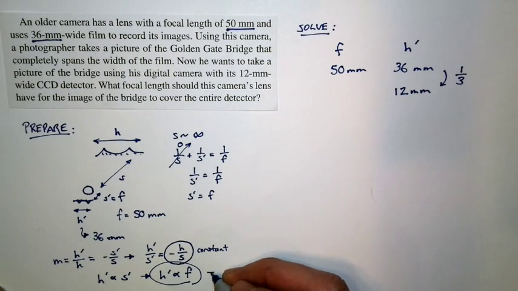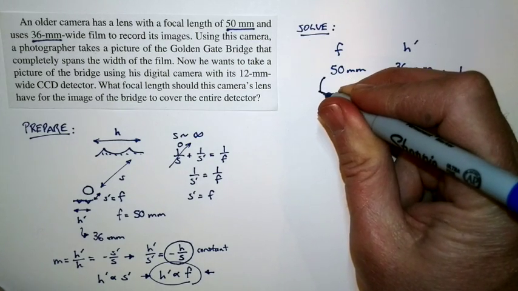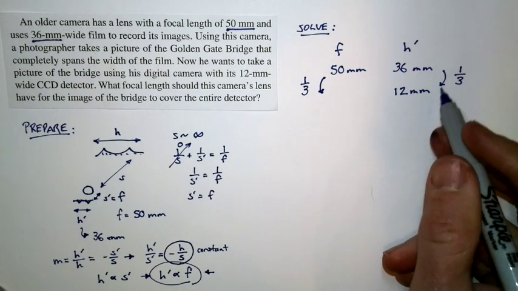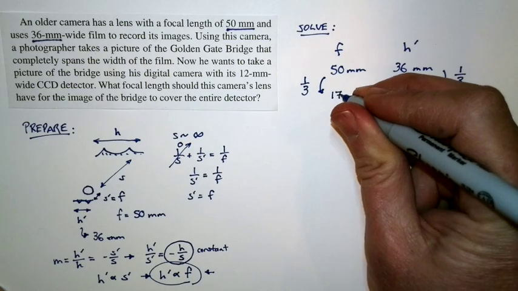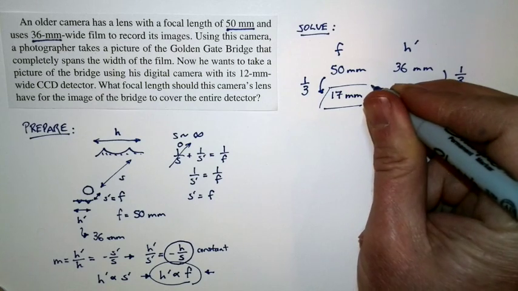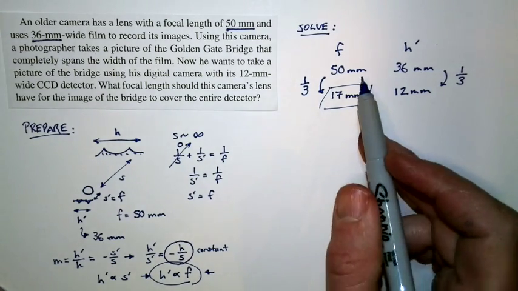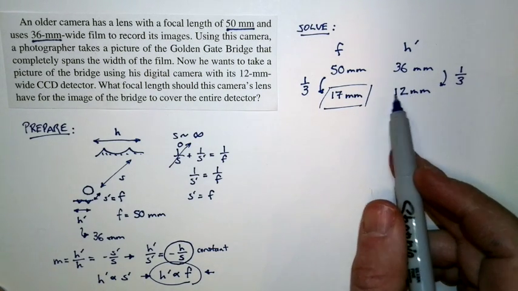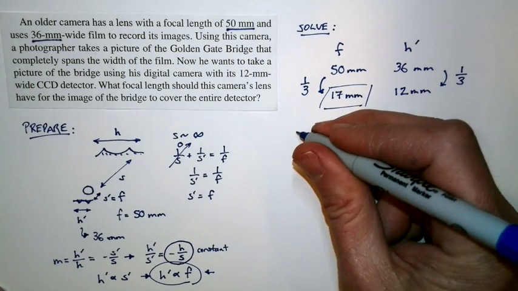But since H prime is proportional to F, what that means is the new focal length to make this happen has got to be reduced by 1/3 as well. 1/3 of the image height requires a focal length that's 1/3 as big. And so I need to have a new focal length of 17 millimeters. Okay? And so I can solve this just by thinking about ratios. These two are proportional to each other. So if I reduce this one by a factor of 3, I must reduce this one by a factor of 3. And that's the most straightforward way to solve this problem.